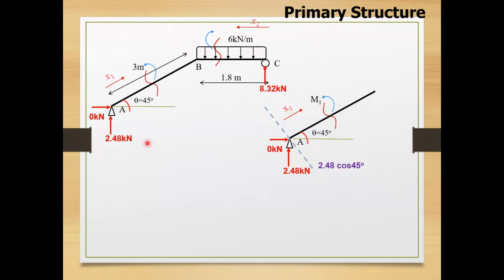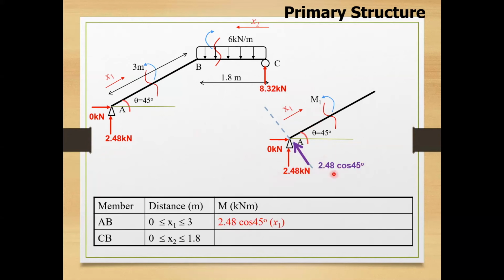Let's start in writing bending equations for primary structure. For section AB, the range x1 is between 0 to 3 meter. Always consider the distance x parallel with the member. Therefore, here, only the force which act perpendicular to the section is considered. In this case, we need to resolve the AY such that it acts perpendicular to the section. The moment equation, indicated as capital letter M, is 2.48 cos 45 degree multiplied with x1.